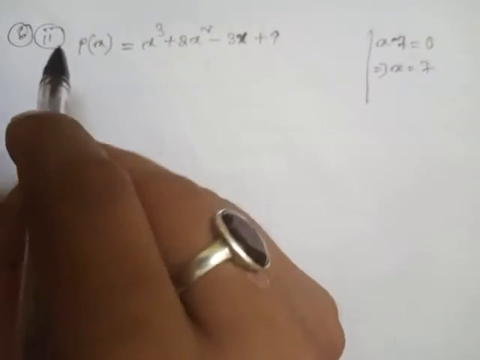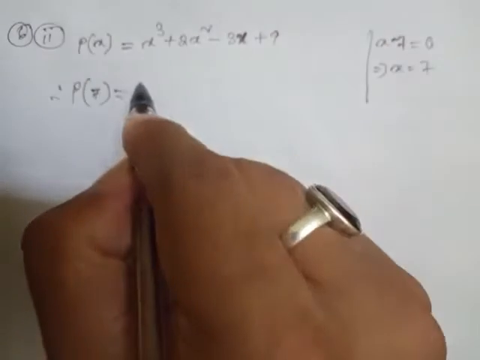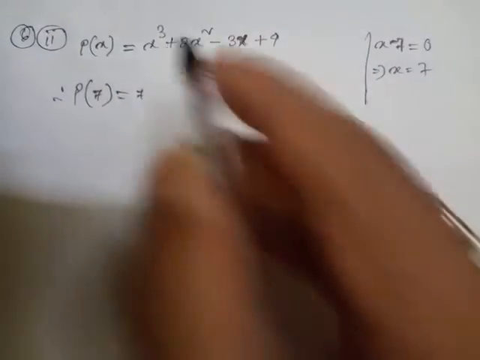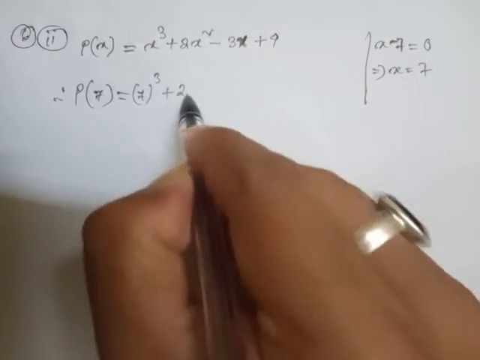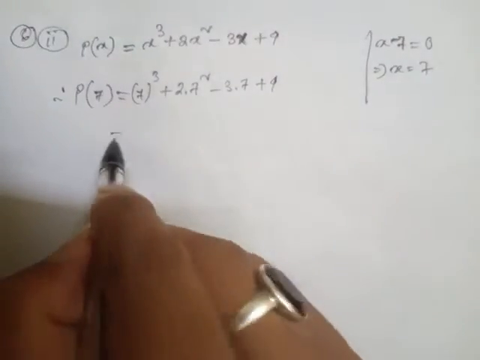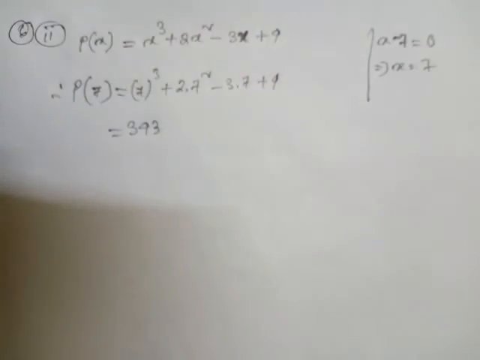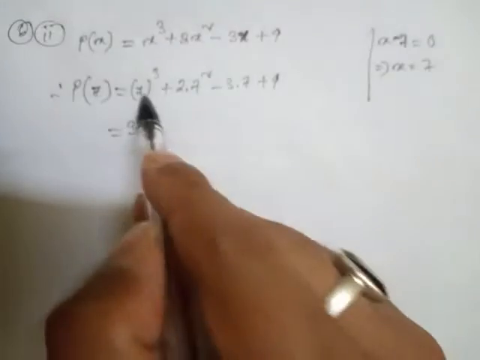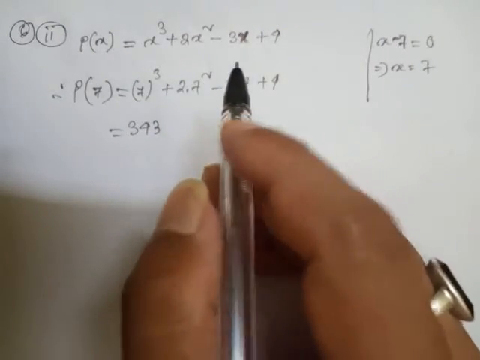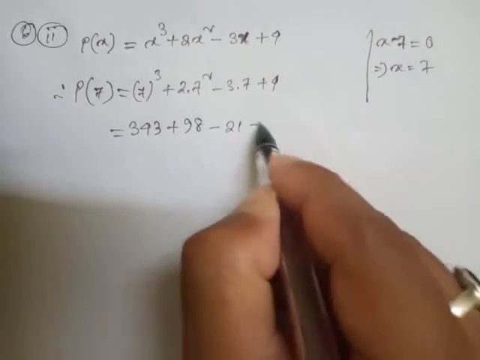So after that I will write here that p(7) equal to, now in place of x I will definitely write here 7 because value of x is 7 here. Now after that 7 cube plus 2 into 7 square minus 3 into 7 plus 4. Now look student, after that 7 cube is 343 because 7 square is 49. It is not like 3 sevens is 21. 7 into 7 into 7. Now 7 square is 49. 49 into 2, I think 98. Yes, plus here 98. Now 3 sevens are 21 plus 4.